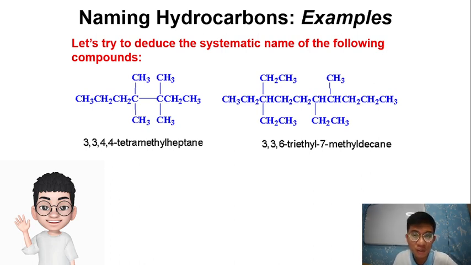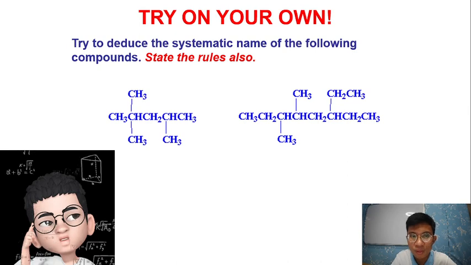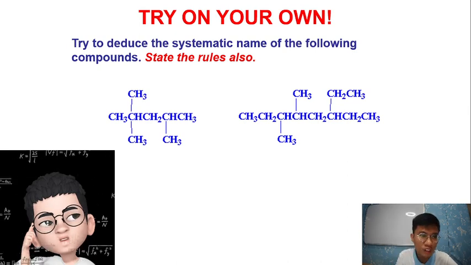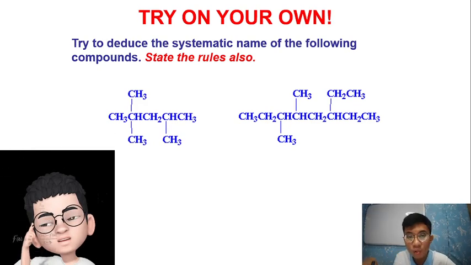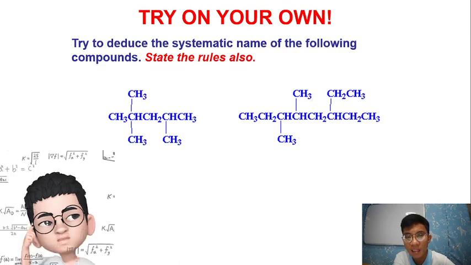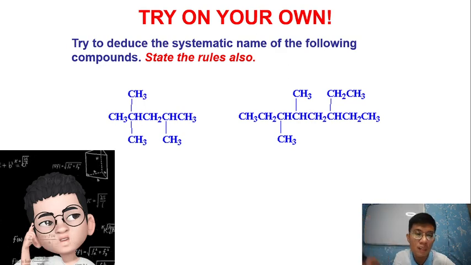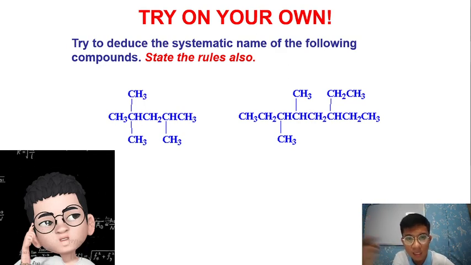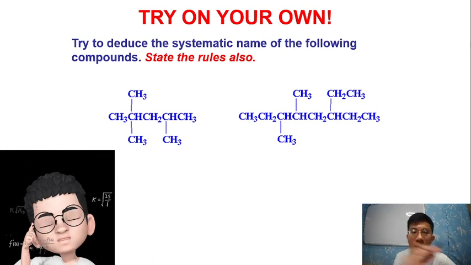Let me give you a challenge. For the next slide, you can either pause the video and try this on your own. Take a screenshot of this slide and try to deduce the systematic name of the following compounds. And for the classification we used, even if you don't state the exact rule 1, 2, 3, 4, explain the basis of your naming of these organic compounds.